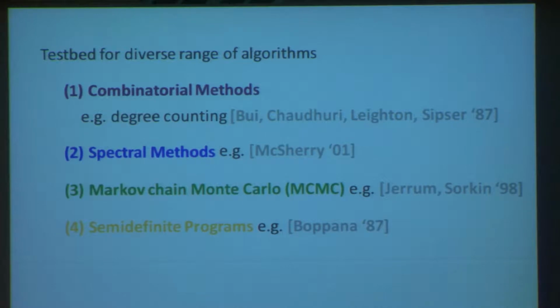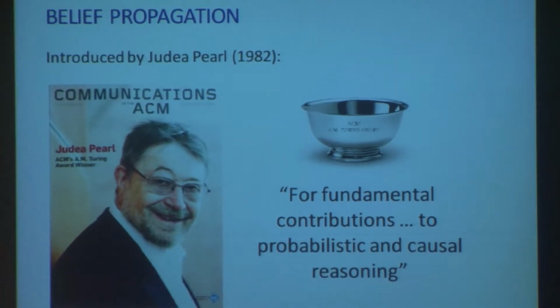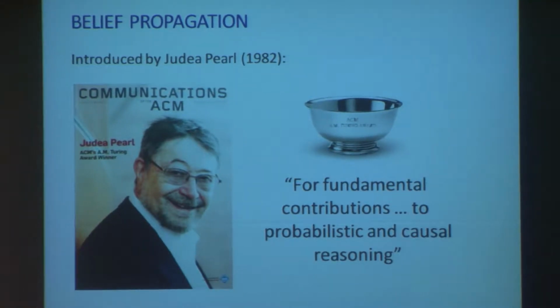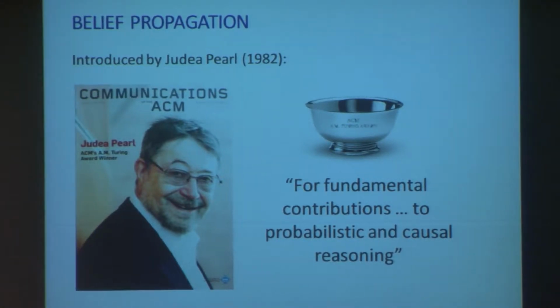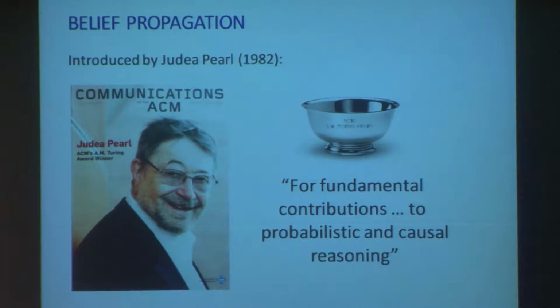But actually the main actor in the story is going to be a different algorithmic technique, one which comes from statistical reasoning due to Judea Pearl, called belief propagation. In fact, when Pearl introduced this in 1982, he later went on to win the Turing Award a few years ago, which was in large part for belief propagation and many of his other contributions to probabilistic and causal reasoning.